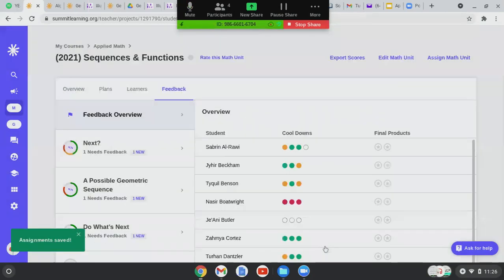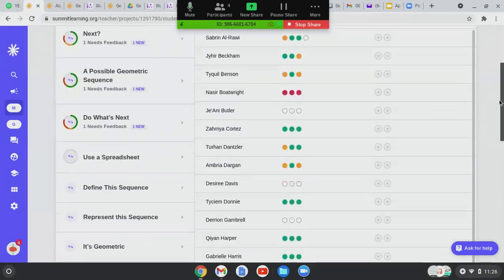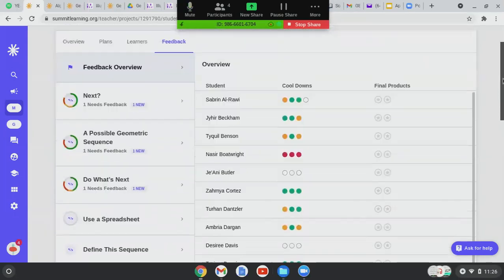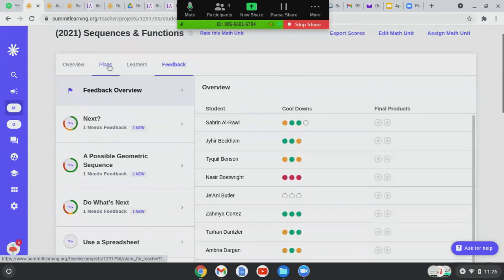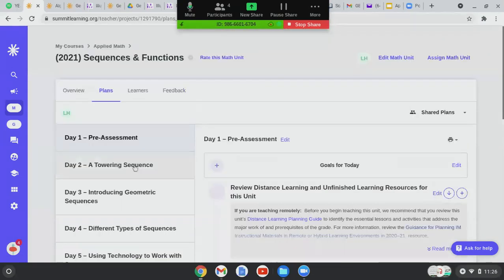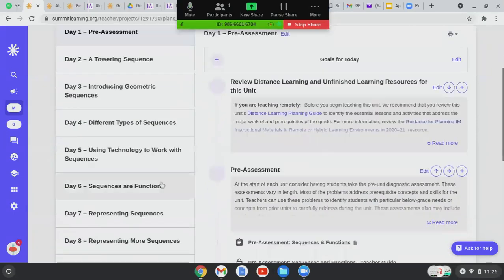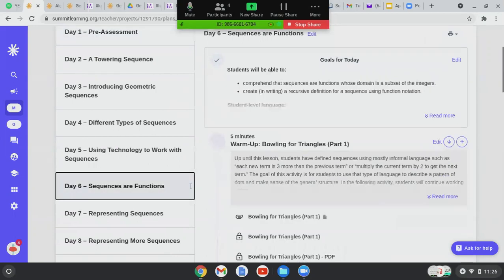define this sequence. Did you refresh your screen? Under define this sequence. Bowling for Triangle Part 1. Yes. Hey, I'm here. All right. Are you there? Yes, ma'am.